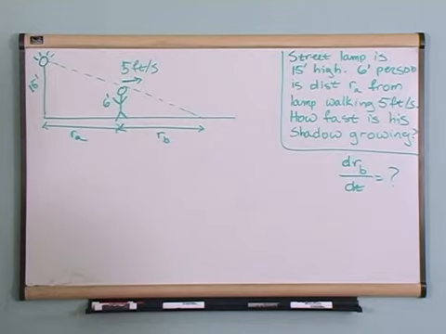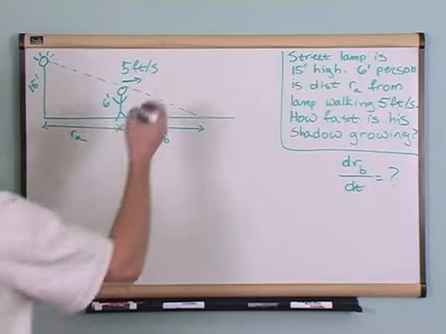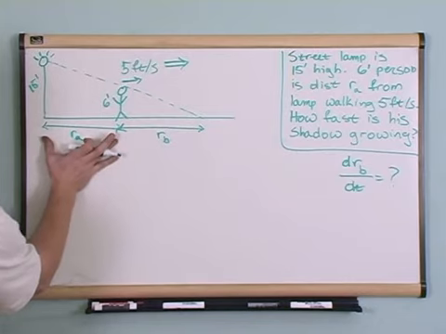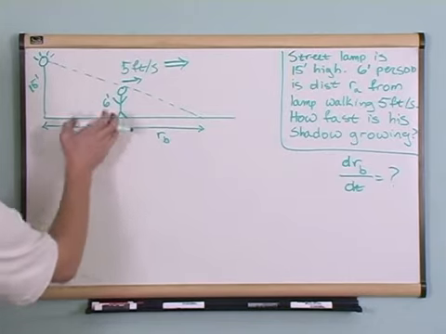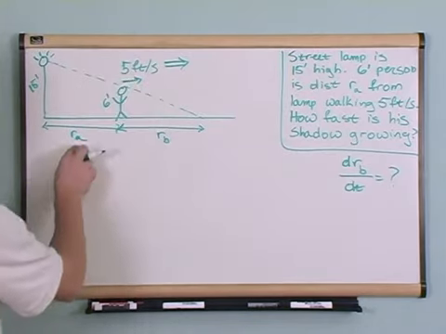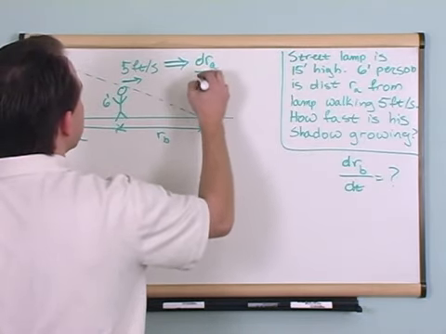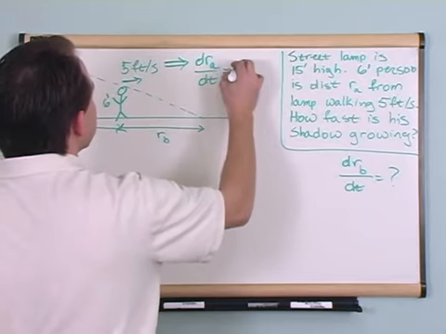That's what we need to find. So how do we go about doing that, do you think? What other information do we have? Well, if he's here, this is the distance he is from the pole, and when he's moving at 5 feet per second, what does this mean? This means that the derivative of RA with respect to time is 5.